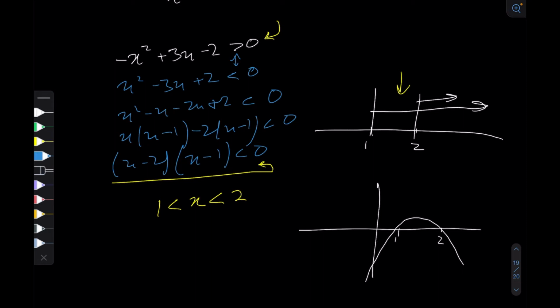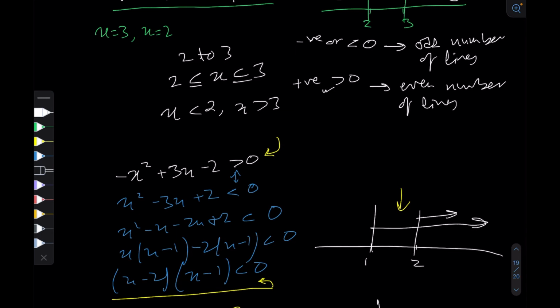And so again, it makes sense that from 1 to 2 are the values for which it is positive, and then if you go to the left of 1 and to the right of 1, it's negative.